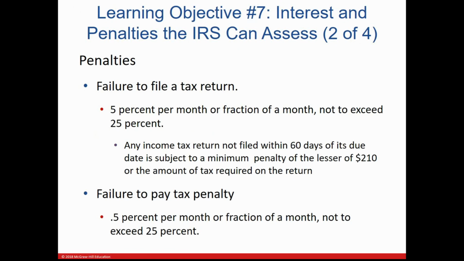So there are consequences if the taxpayer does not file a tax return, for example, and it's 5% per month or a fraction of the month not to exceed 25%. Any income tax return not filed within 60 days of the due date is subject to a minimum penalty of $210, or the amount on the tax return. So it's a serious matter to fail to file a tax return if a taxpayer is required to file a return.